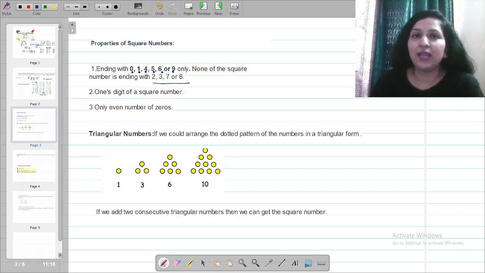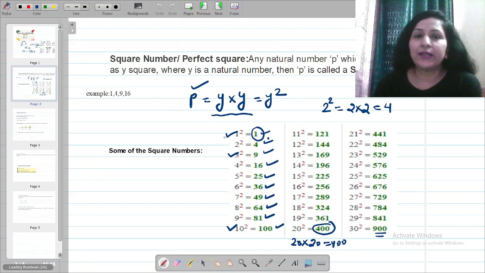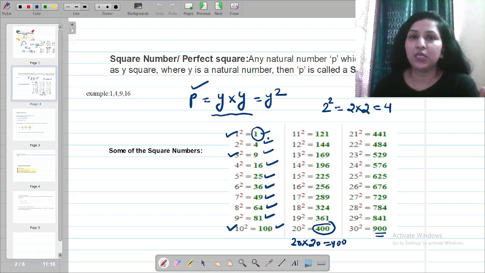2, 3, 7, 8. It never ends with these digits. Please have a look at this table. 1 square is 1, 4, 9. Now have a look at the ones place: 6, 5, 6, 9, 4, 1 or 0. One more interesting thing is there.